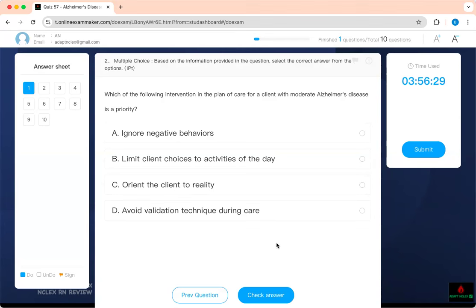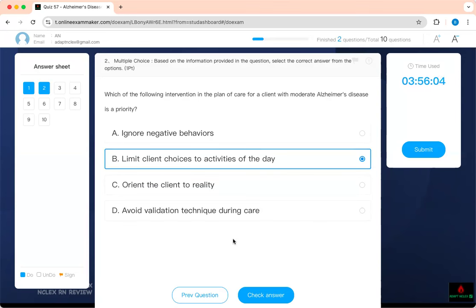They will never come back to reality. You can orient them to situation, but not to reality. Avoid validation technique during care? No, validation is the best way to take care of them. You should validate their care and validate their feeling, and that will engage them in communication. Find out what is their problem and validate their concern. So limit client choices to activities of the day. The choices limited.